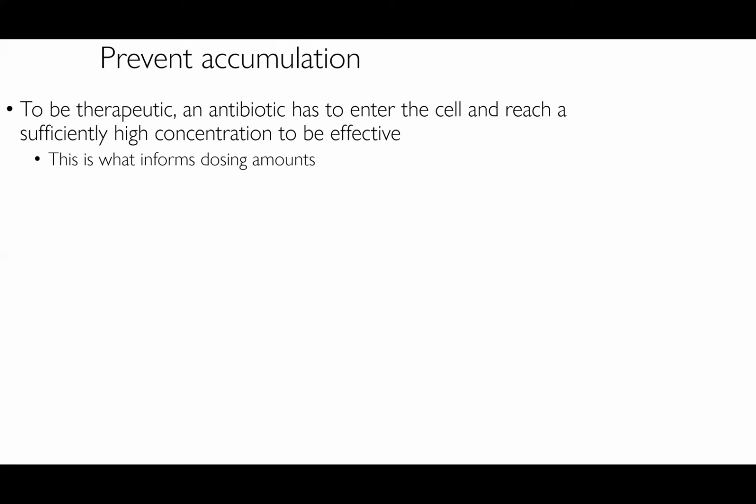So let's talk about mechanism one, minimizing the antibiotic concentration. Remember, to be therapeutic, an antibiotic needs to enter the cell and reach a sufficiently high concentration to be effective. Remember, this is how we think about the minimum inhibitory concentration. This is how we inform how we dose a human. Typically the dosage of any antibiotic is based upon the size of the human. So someone like me, who is larger than all of you, gets a much higher dose.